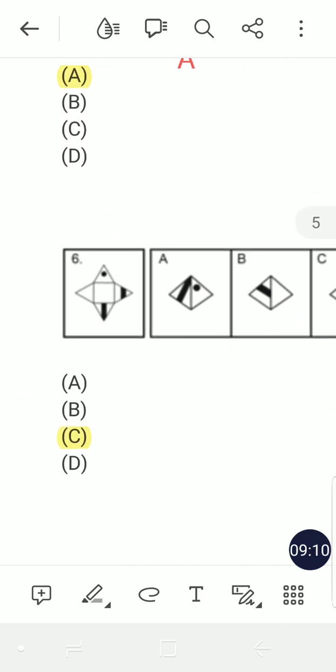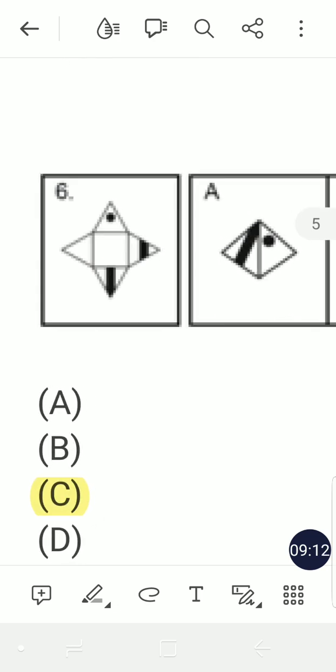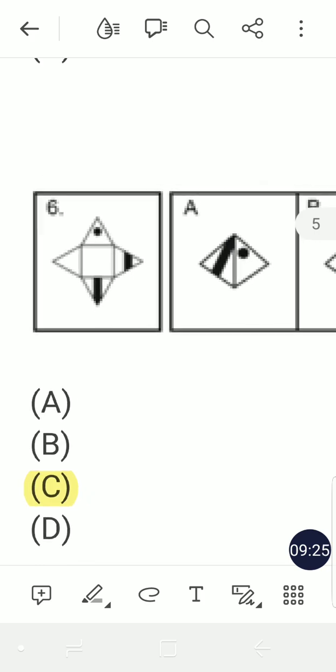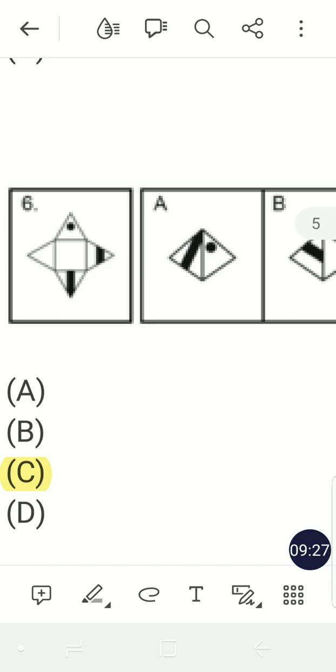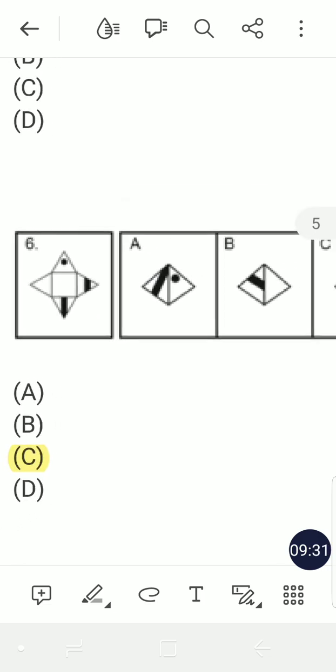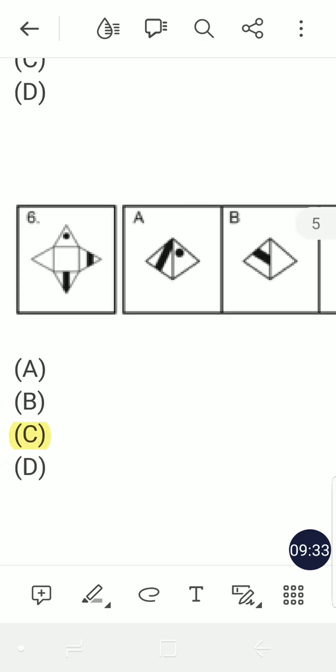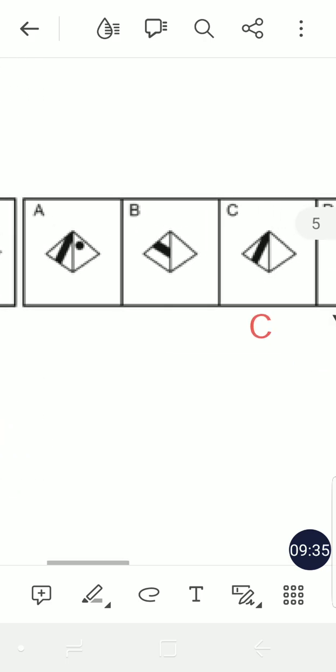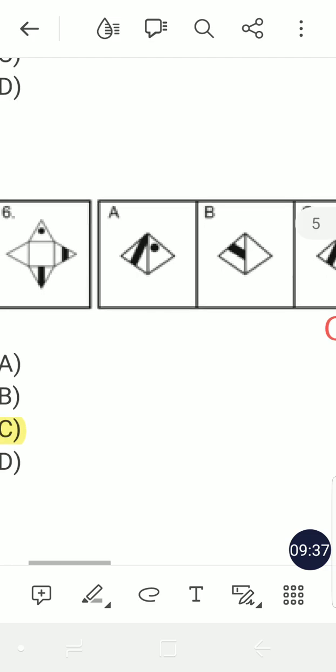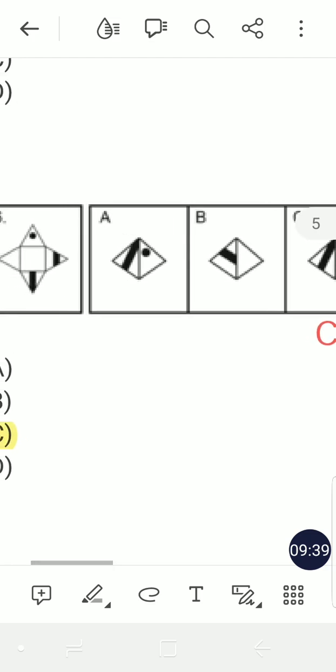Okay, letter C. It's the same philosophy, same line of reasoning: follow the sequence of the lines and the dots and the plain white faces. So the correct answer here is C. So we find out the reason why.